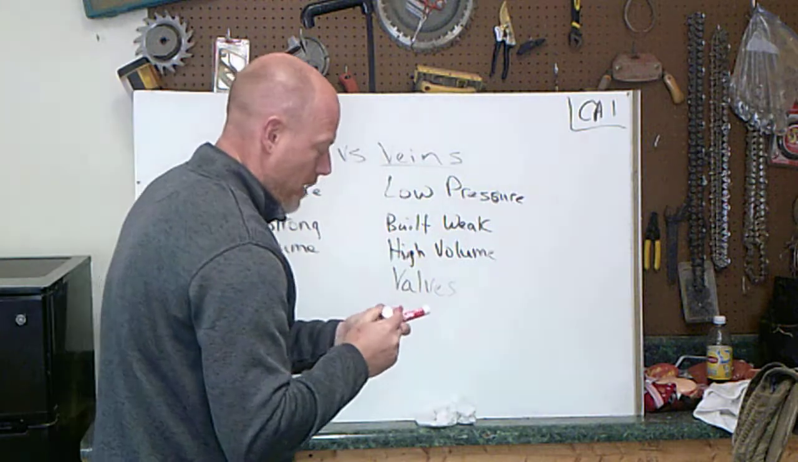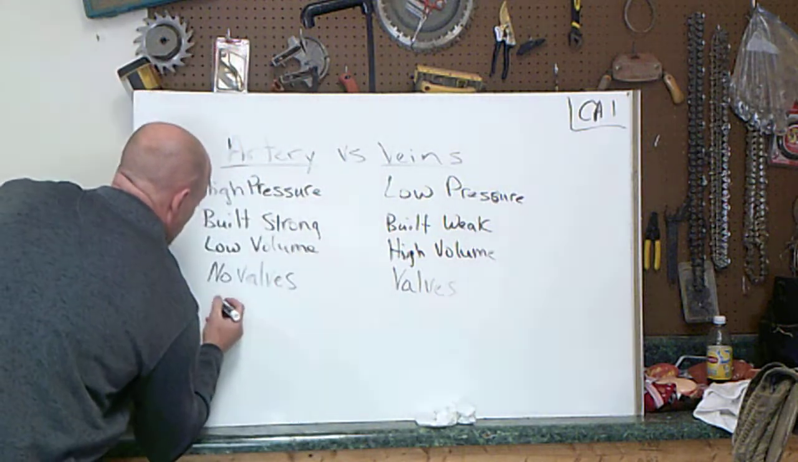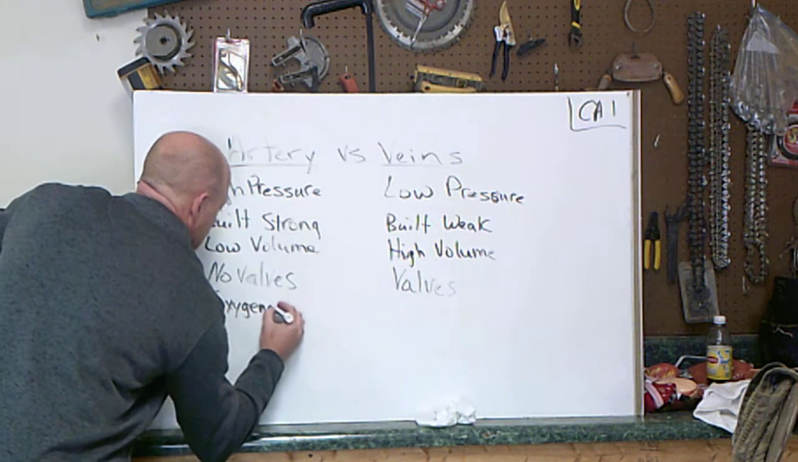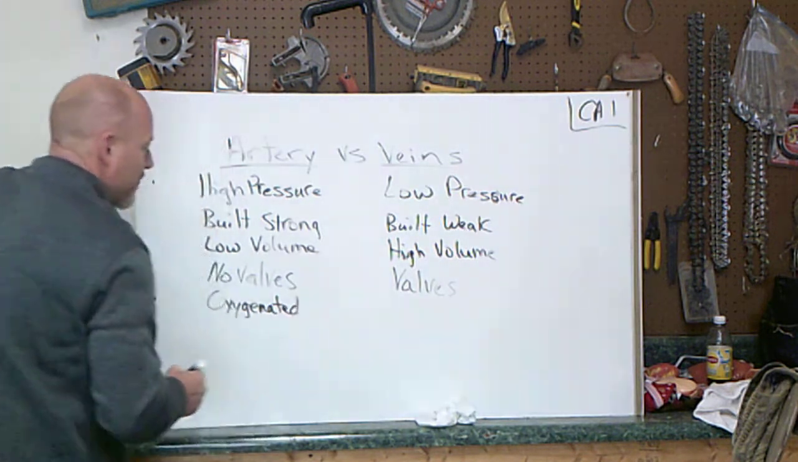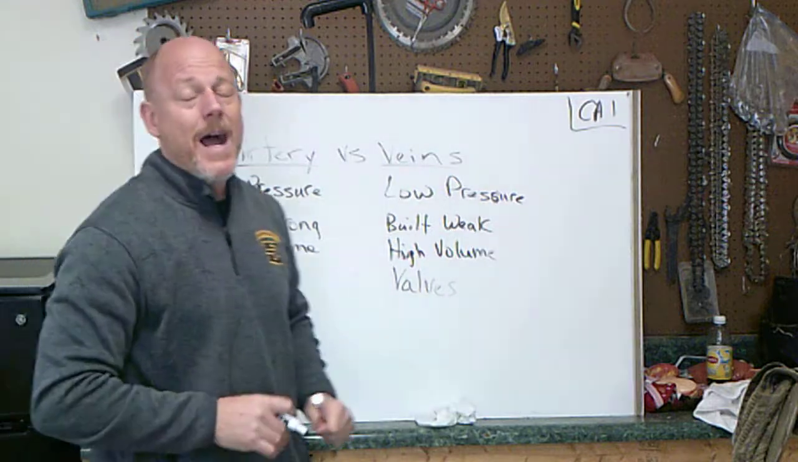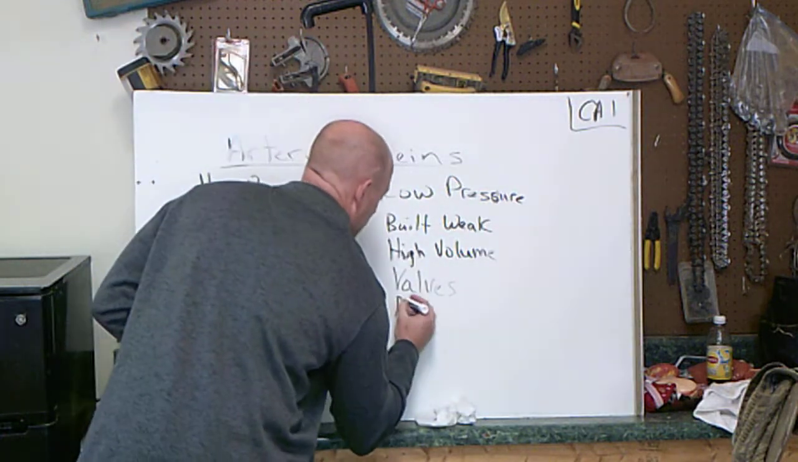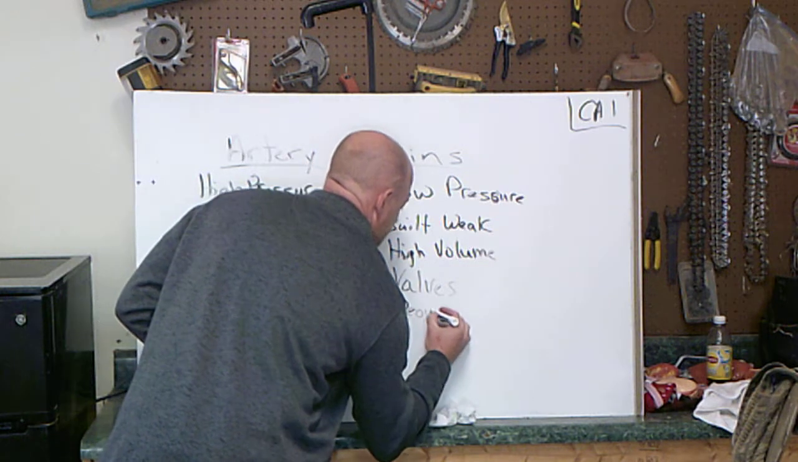Generally speaking, arteries are oxygenated. This is definitely true of the aorta, high oxygen-rich blood, but generally speaking, veins are deoxygenated.